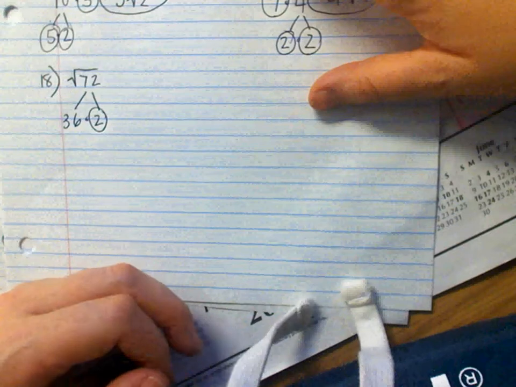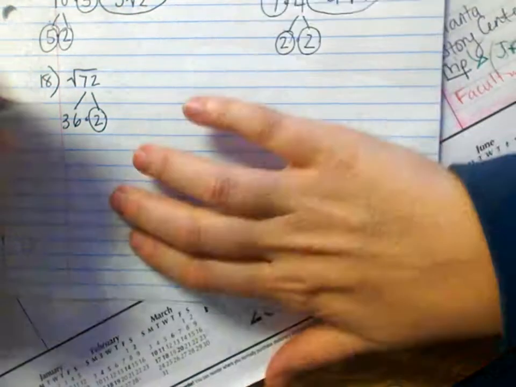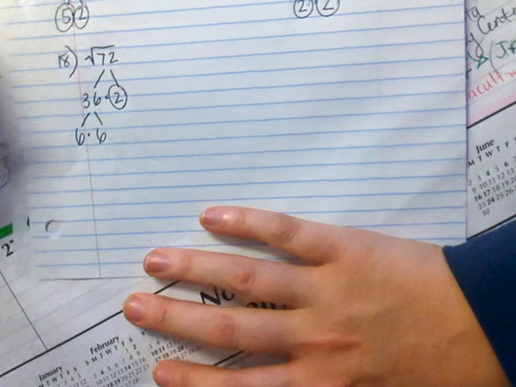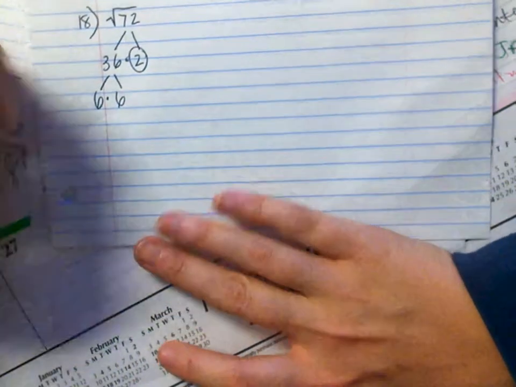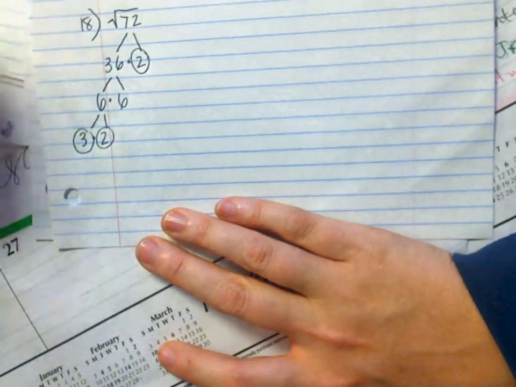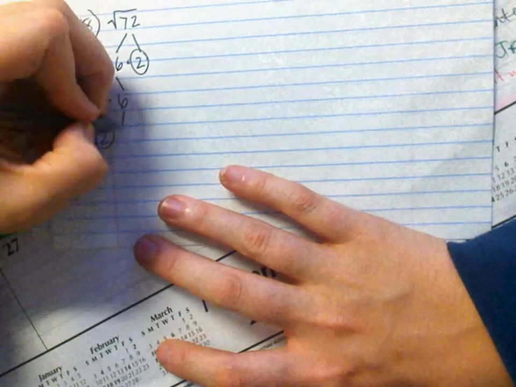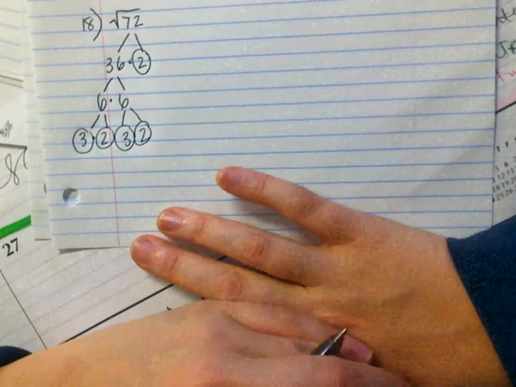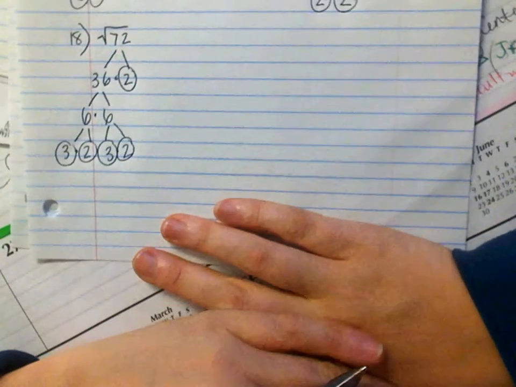Okay? Circle the 2. And then for 36, that's 6 times 6. Neither one of those is prime, so you need to do 3 times 2 for those. Because 3 and 2 are prime. I like that factor tree. It looks cool.